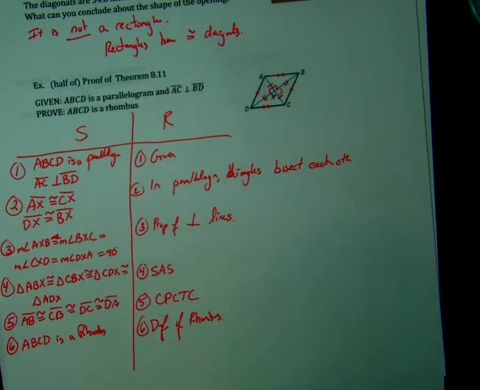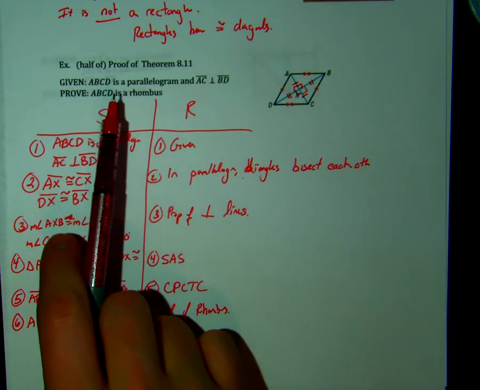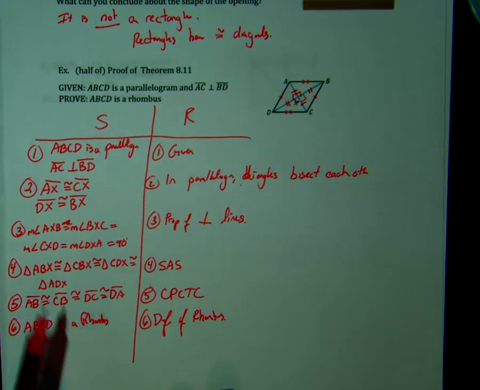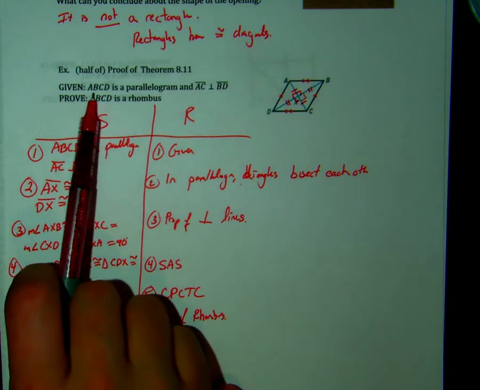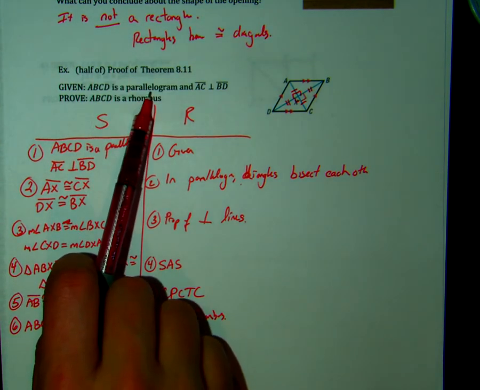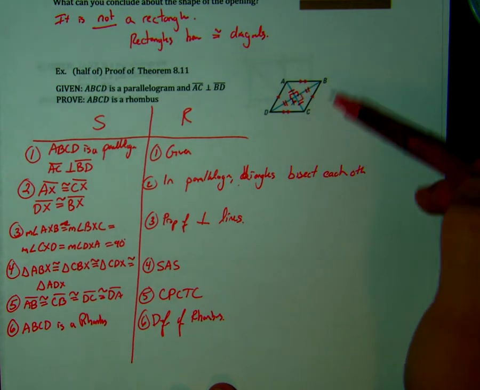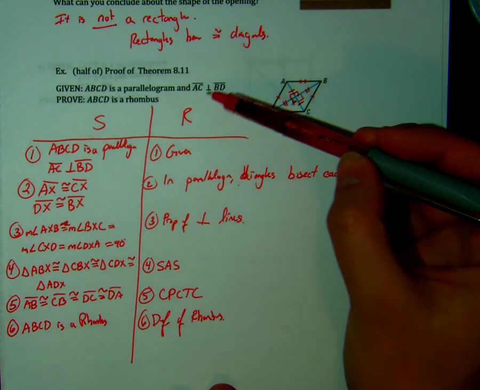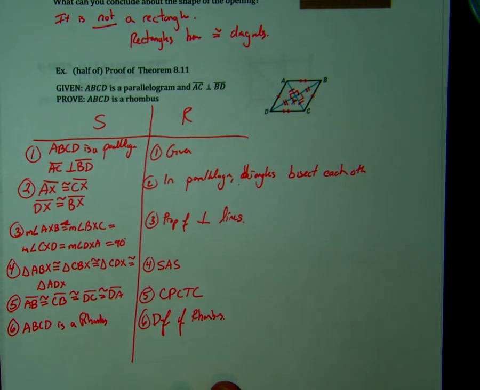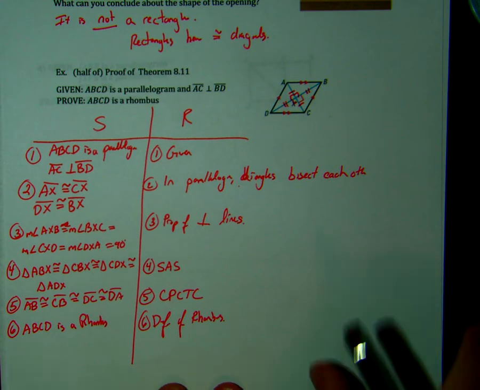All right. So again, this is only half the proof. If I were to do a full proof of this theorem, you would have to start with the parallelogram, start with it being a rhombus, and then because it was a rhombus, you'd have to go backwards and prove that it had perpendicular diagonals. Okay, so you can try that. It's not too much harder a proof than the one we just did.